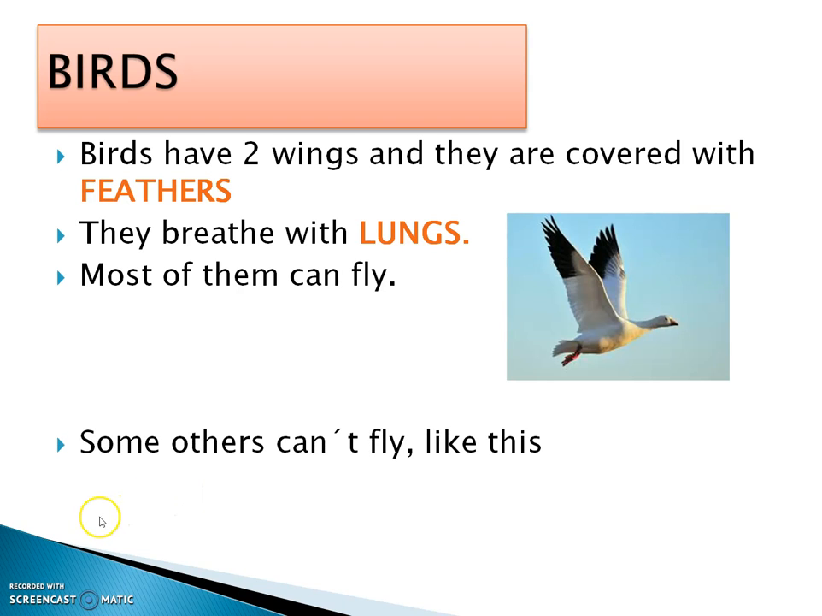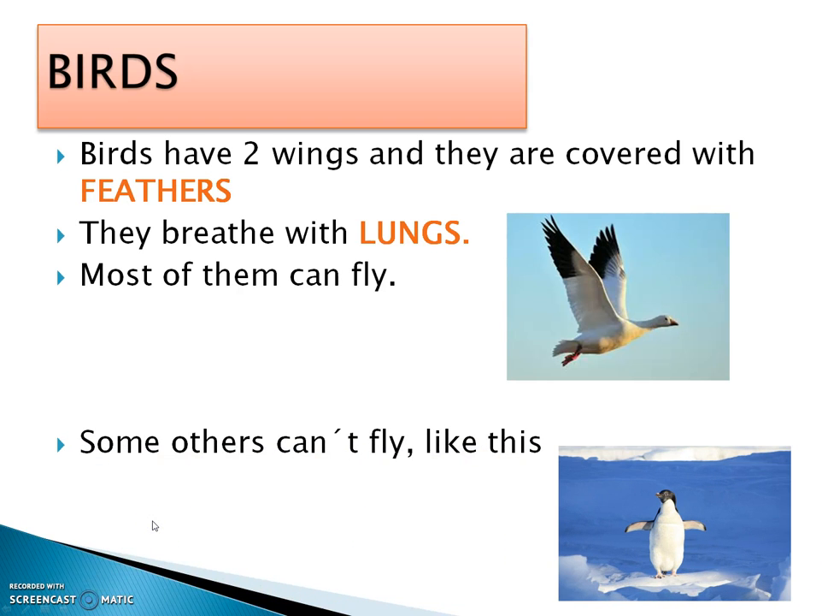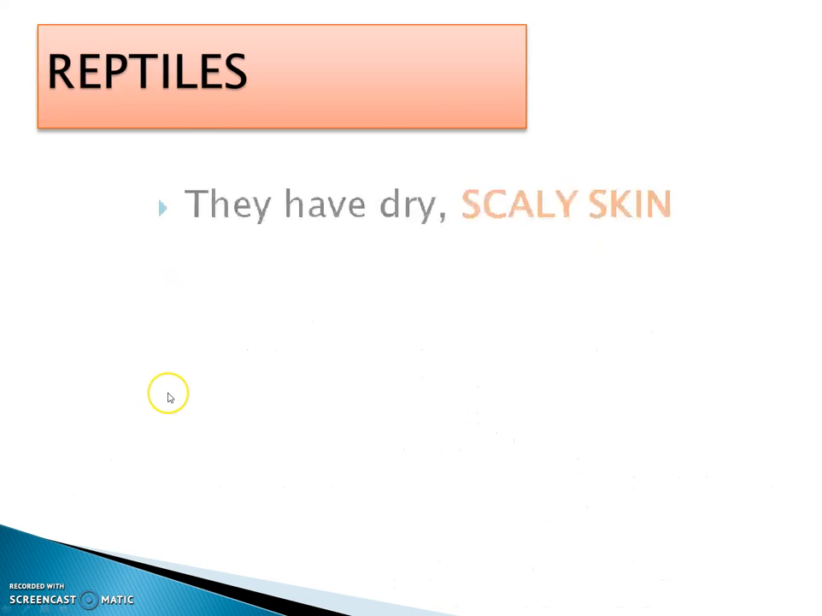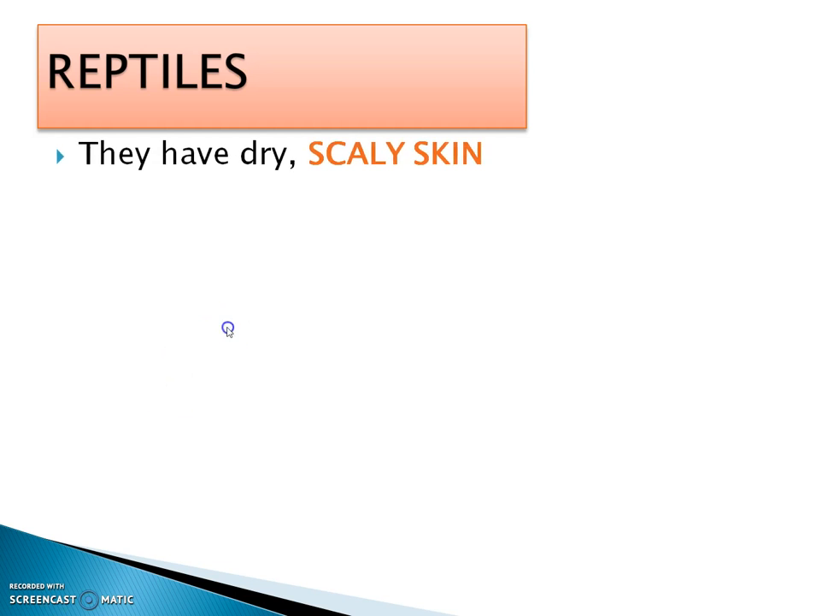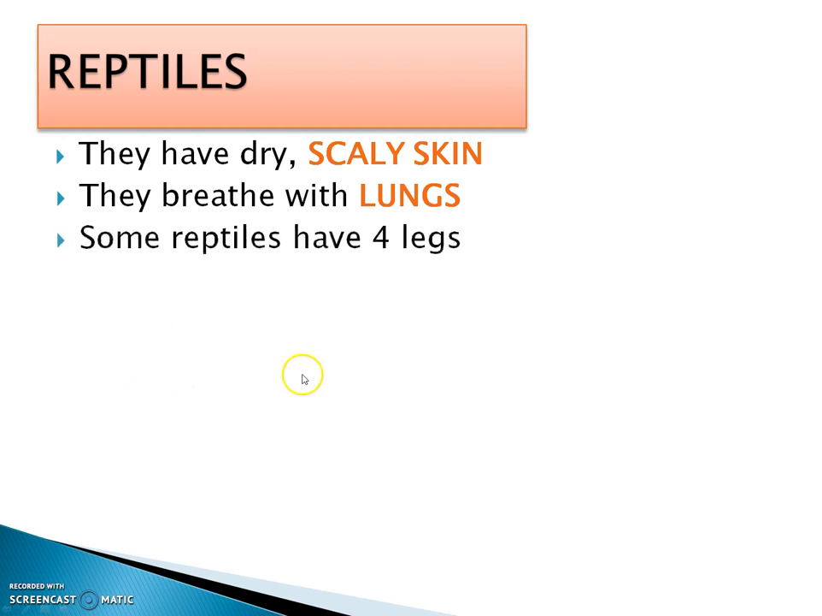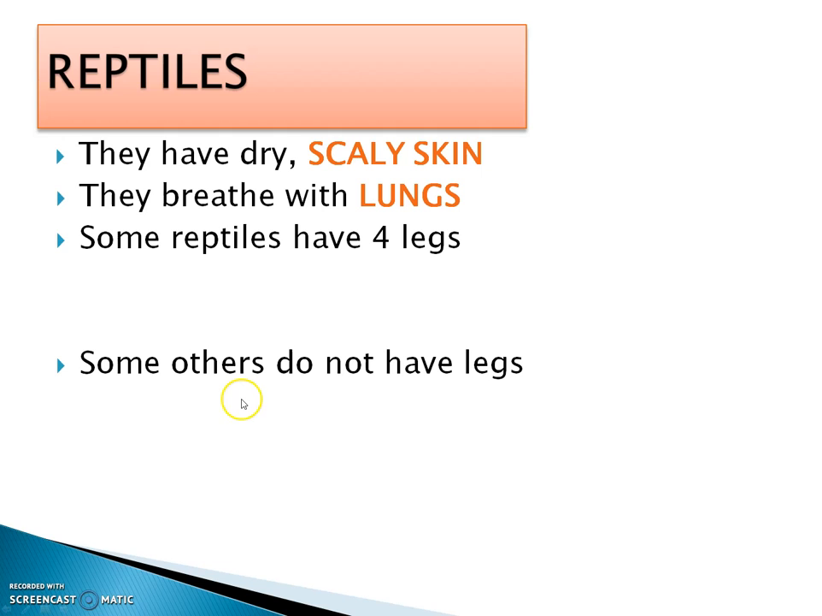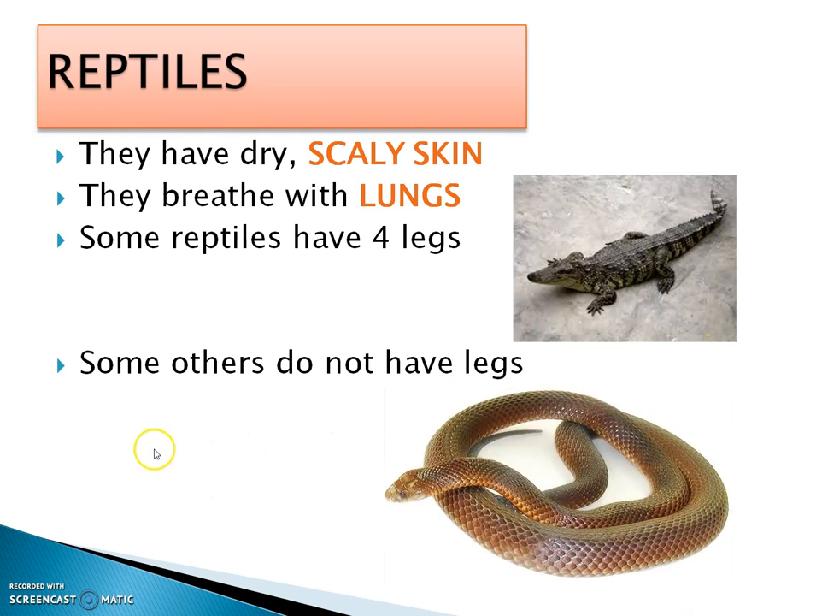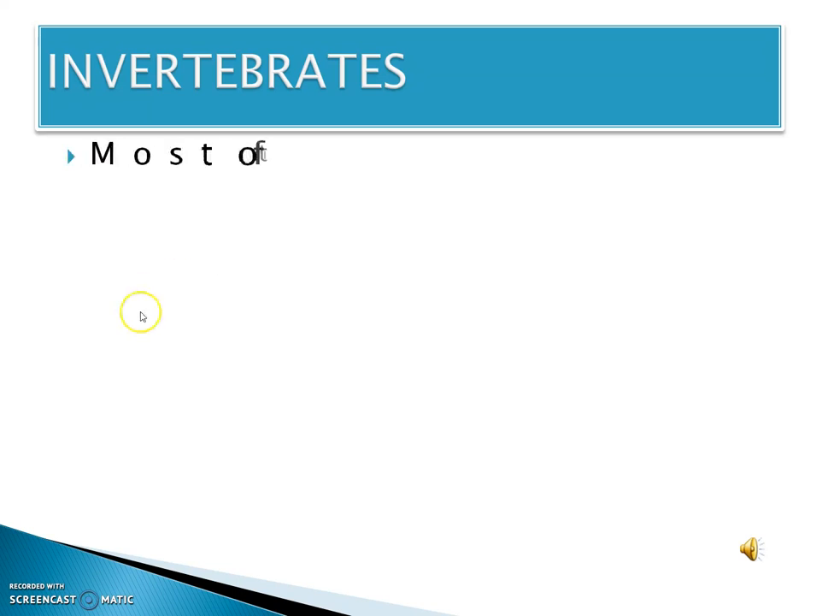And some others can't fly, like this penguin. And the last group, the reptiles. They have dry, scaly skin. They breathe with lungs. Some reptiles have 4 legs. Some others do not have any legs. The crocodile has 4 legs, but look at the snake. It has no legs.